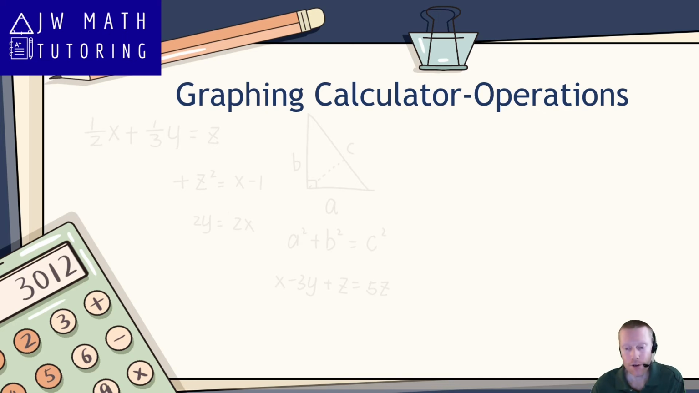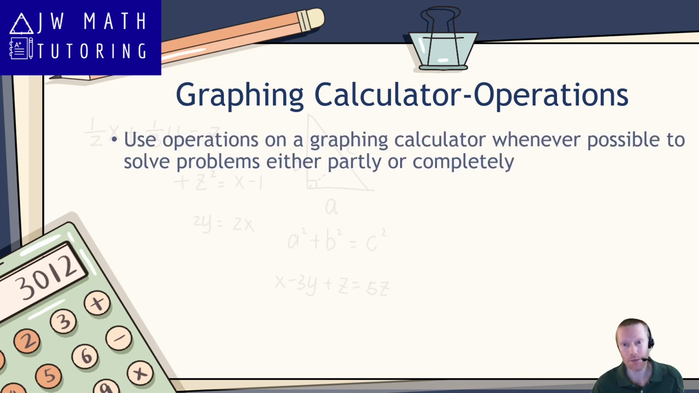Now, another way that the graphing calculator can be useful is by doing operations on it. And so this could include many different types of things. So it could be graphing something, finding an x-intercept or a zero of something, finding the maximum or minimum value of a function, something with complex numbers, which we're going to take a look at in a little bit. There are many operations built into graphing calculators, or specifically a TI-84 Plus model. And you want to use them whenever you can to solve problems either partly or completely on the test, again, because of the amount of time that can be saved in doing that.